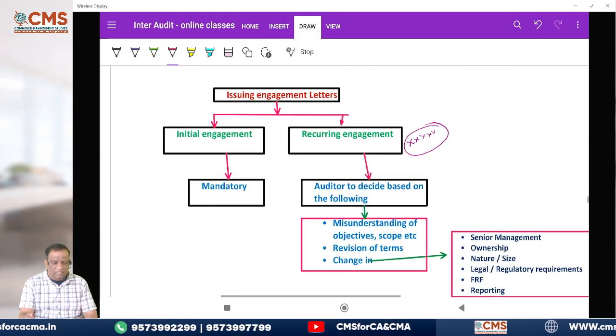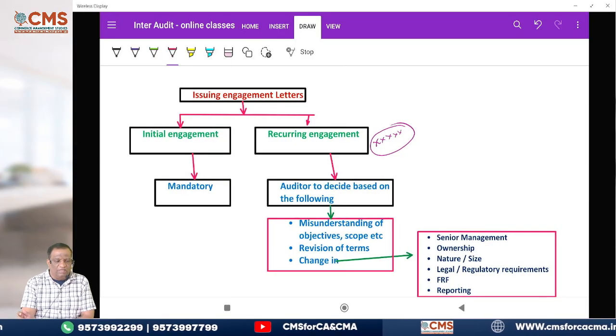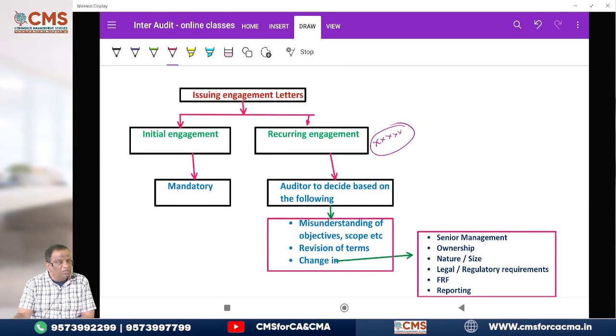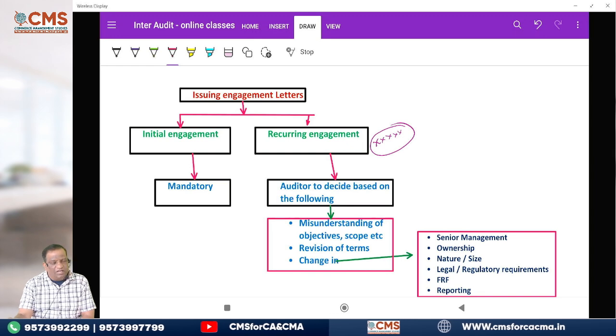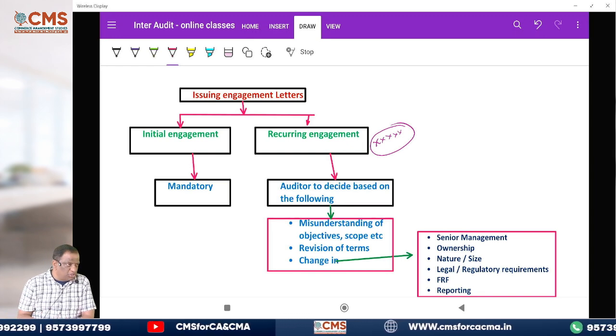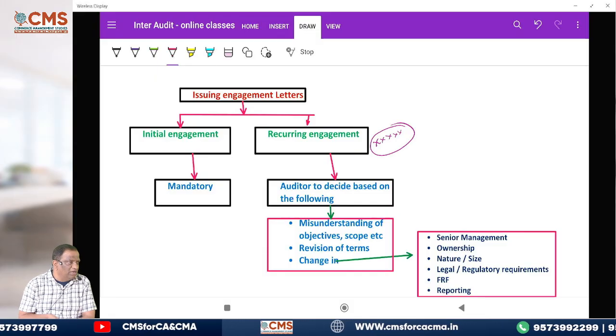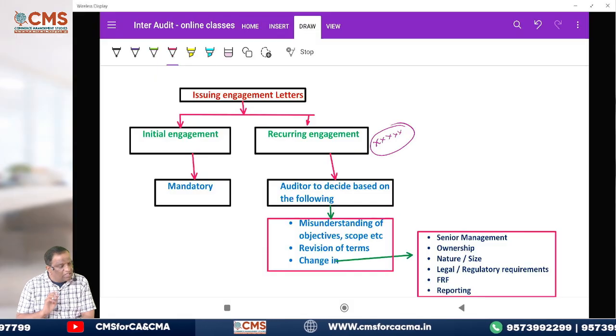Engagement letters. Now, is it optional to issue? First of all, you tell me, who is issuing this engagement letter to whom? Auditor to the client. Then comes the question, is it mandatory or optional? That would depend, is it an initial engagement or a recurring engagement? If it is an initial engagement, it is mandatory.